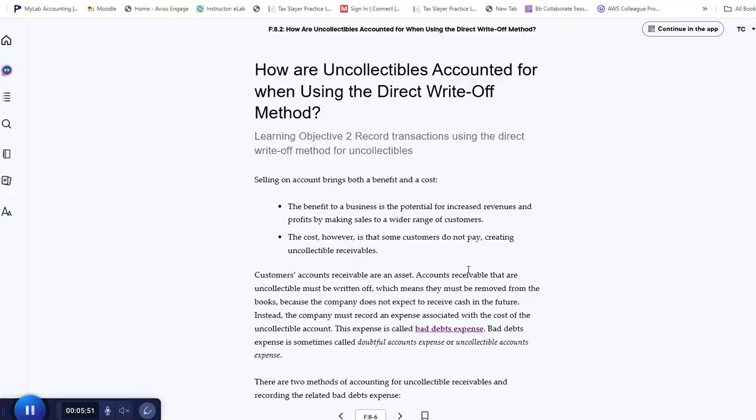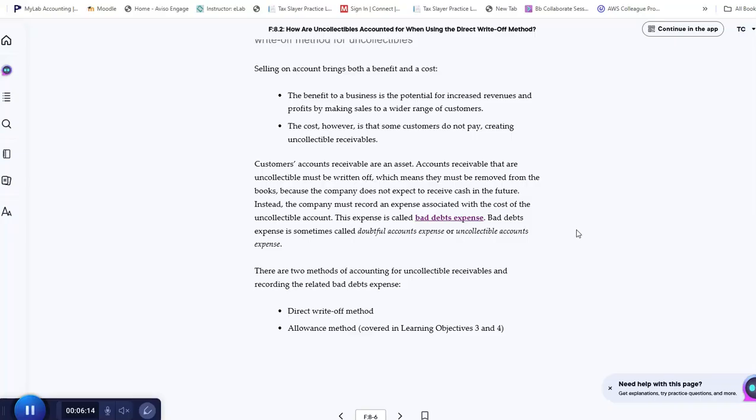So we have the issue of some customers who will not pay us, and there are some reasons that can happen. Maybe a company filed bankruptcy, or something has happened and the individual is on hard times, so they won't pay us. But we can't leave these receivables on our balance sheet forever. So we're going to be talking about two methods of writing off receivables.